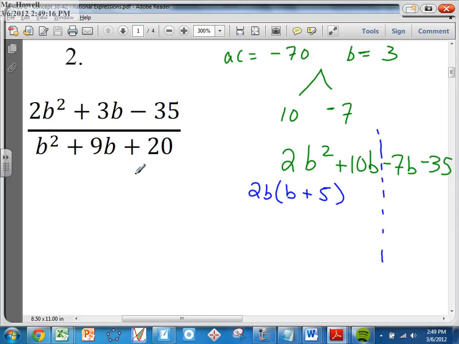By what? Good. In your mind, this is what you need to be doing, if you forgot. 2b squared over 2b is just b. 10b over 2 is just 5. So if you ever forget what's left over, just think about always dividing by the GCF.